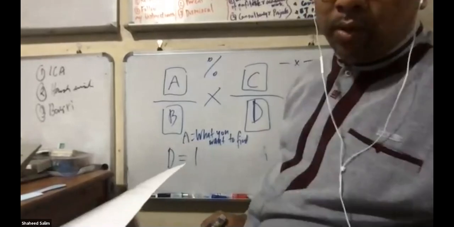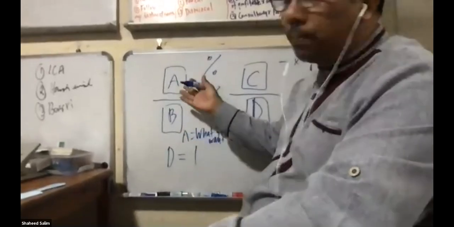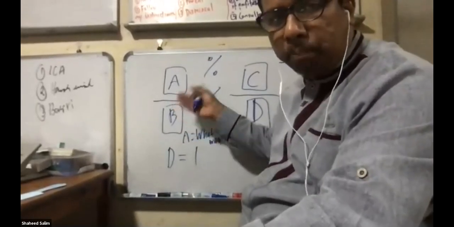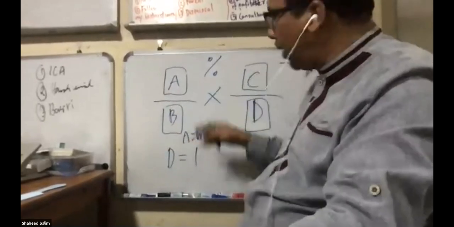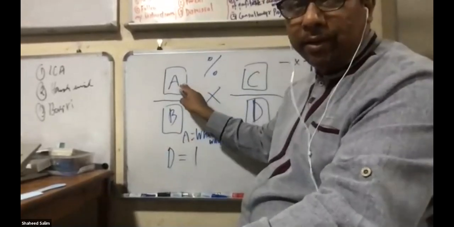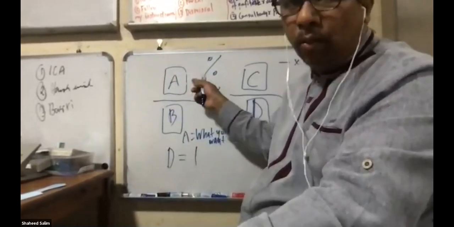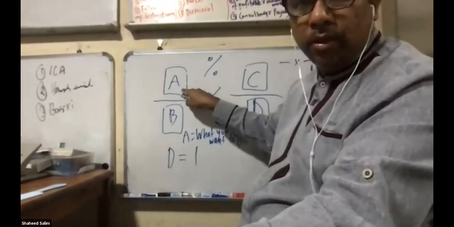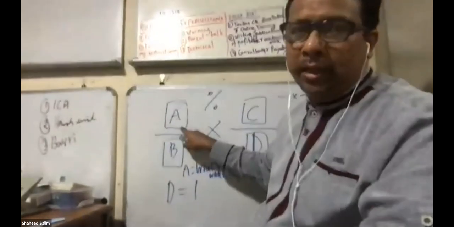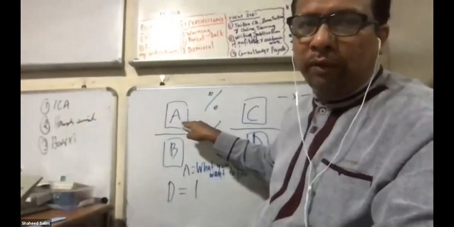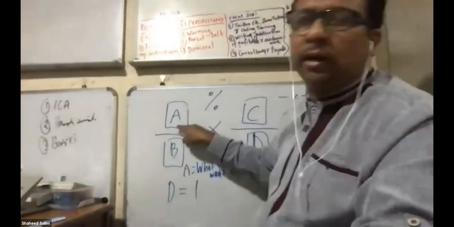What do I mean? What you want to find? Sometimes I ask you, what is the percentage of boys eating pork? Example. So boys eating pork is what you want to find. They might give you percentage, or they might give you number. Either one, you must put it here. What you want to find, you got to put it here. They will give you some clue. You got to put the clue here.